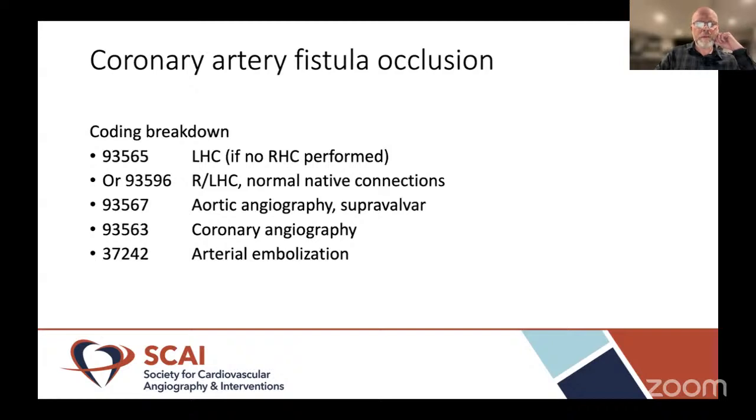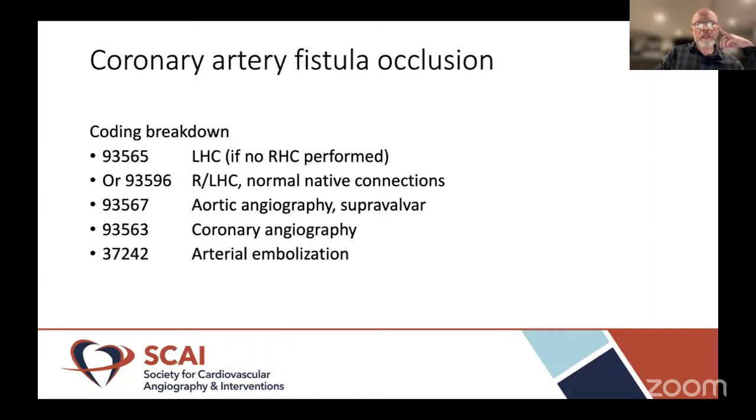If you did do a right heart cath in addition for some other reason, then you could do the combined right-left heart cath with normal native connections. Assuming you did an aortic root injection or a supravalvular aortic angiogram, you could do the 93567. And then you could do selective coronary angiography that's performed to diagnose and define what your coronary fistula looks like, what the anatomy of that is.